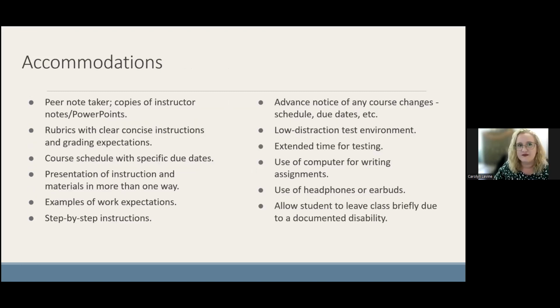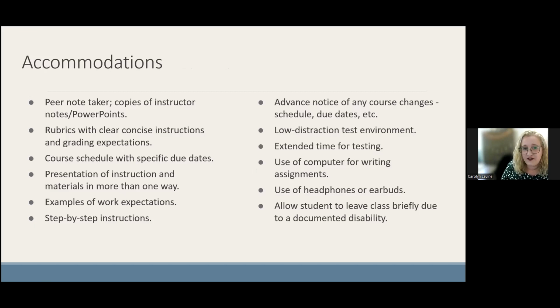Those kind of things. So some of the accommodations you might see, again, just because you see these accommodations doesn't mean that the person has autism. They could have these accommodations for a number of different reasons, but these are just some examples that I might give to someone who is on the spectrum. So getting copies of notes, rubrics with clear and concise instructions, course schedules with specific due dates.